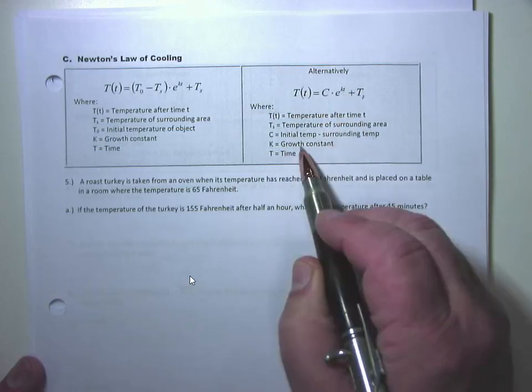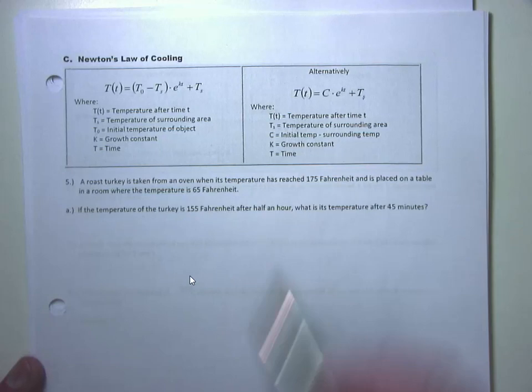K is your growth or decay constant, and I talk about a growth or decay constant because it depends. If I pull a turkey out of the oven and put it in room temperature, what is the temperature of the turkey going to do? It's going to move towards room temperature, right? So in that case, it would be going down.